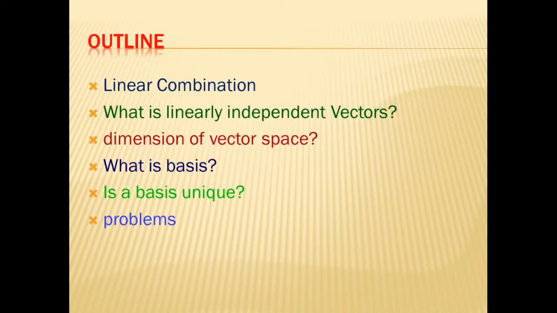The outline of today's course is we are going to discuss first what are linear combinations of vectors, what are linearly independent vectors, what is the dimension of vector spaces, what is a basis, and is this basis unique, and how we can represent vectors in terms of some basis sets of vectors. Then I will be giving you some problems to ponder upon. So let's begin.